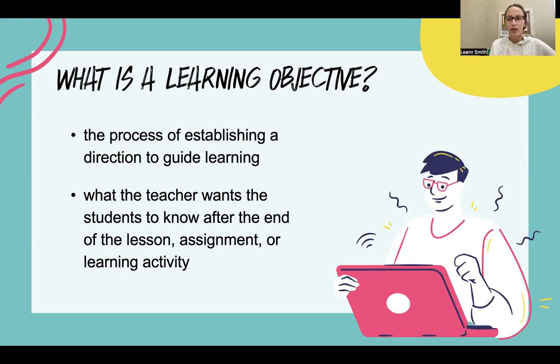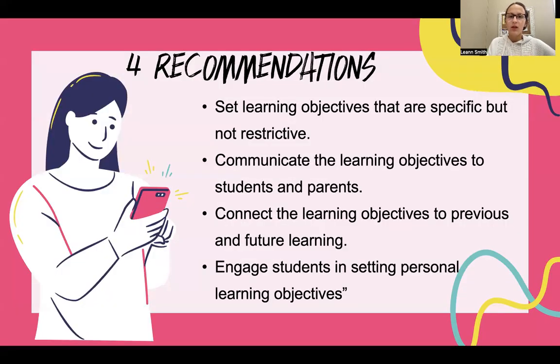The learning objective should focus on what the goal is for the class, what the goal is for that lesson, what the goal is for the year, what the goal is for that unit, whatever it is. Okay. So there are 4 recommendations for setting learning objectives in the classroom from the book Classroom Instruction That Works. So first, set learning objectives that are specific but not restrictive. So we need to be specific when we're setting these learning objectives, but it shouldn't be restrictive.